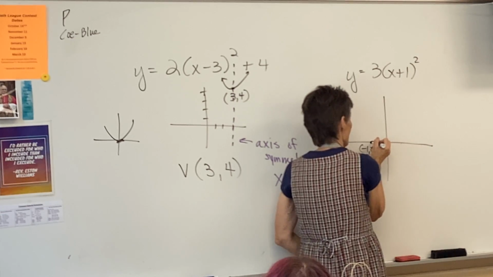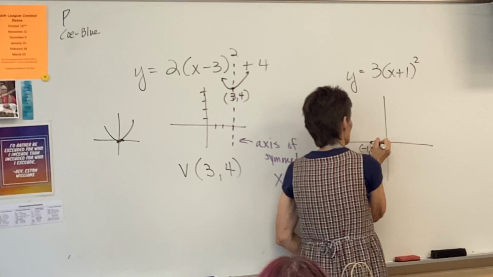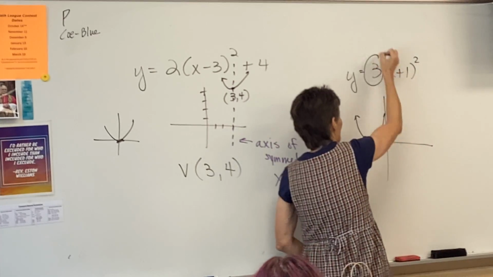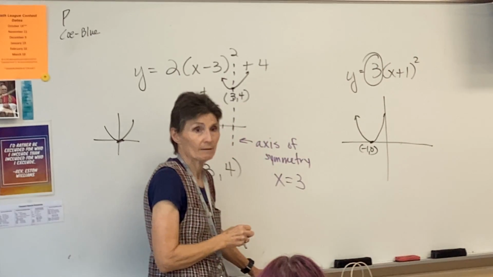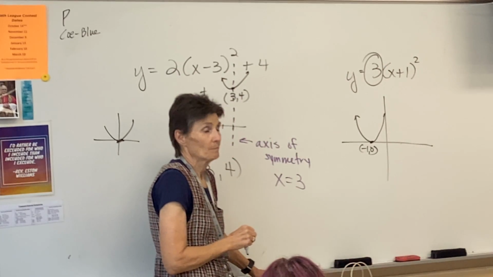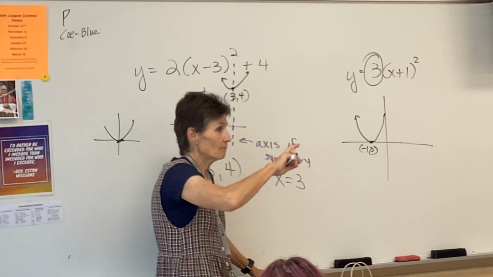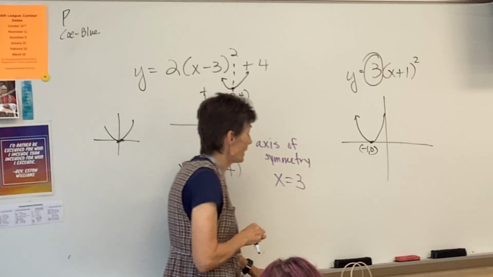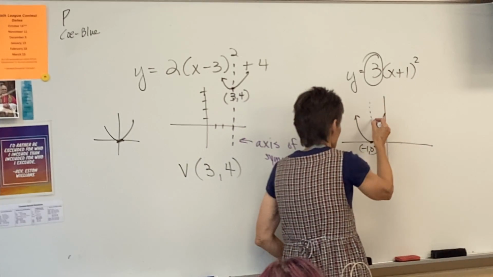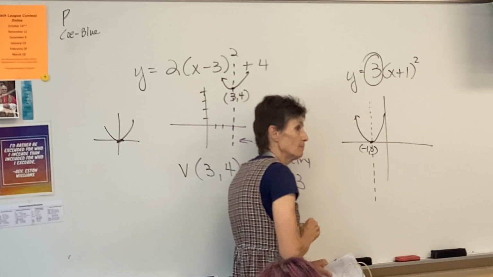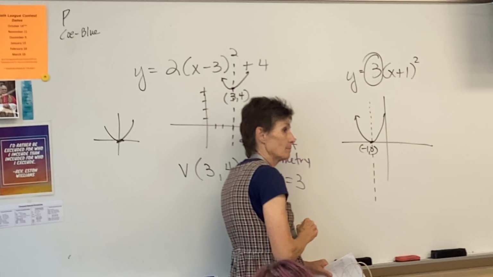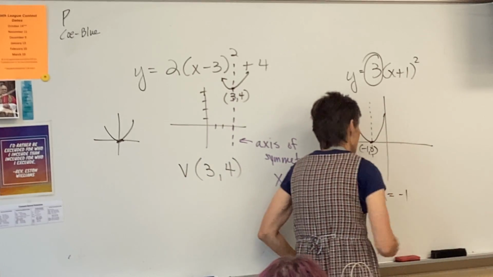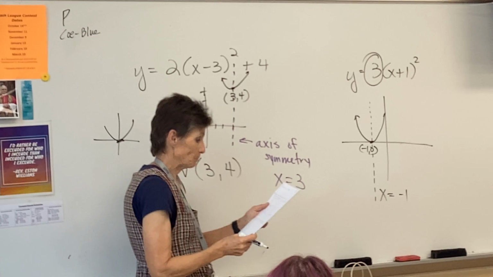Does it open up or down? Up. What determines whether it opens up or down? The negative out there, right? Positive is up. Negative flips you upside down. Okay. Here's my axis of symmetry. What's that equation? X equals negative 1. Perfect.